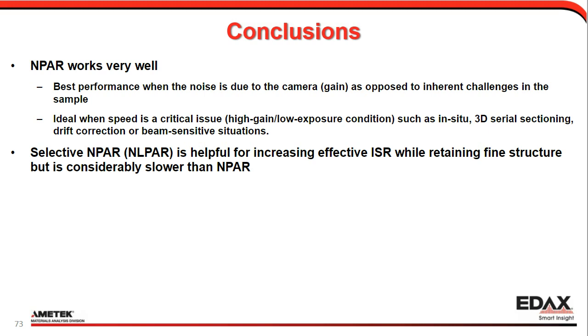Cases such as in situ, 3D serial sectioning, or maybe you have drift correction or beam sensitive situations, the NLPAR is even more useful. It gives really good indexing success rates while retaining the fine structure, but it is considerably slower. So in cases where you really want speed, you can't do it on the fly. These aren't on the fly techniques anyway. You'll want to collect your data quickly and then use NLPAR in post-processing. In fact, to speed it up, you might not even index your patterns when you know it's going to be a problem.